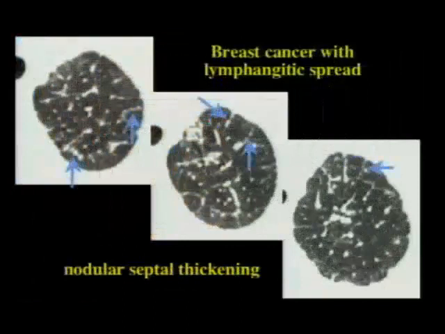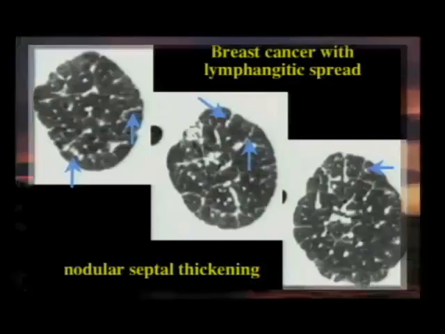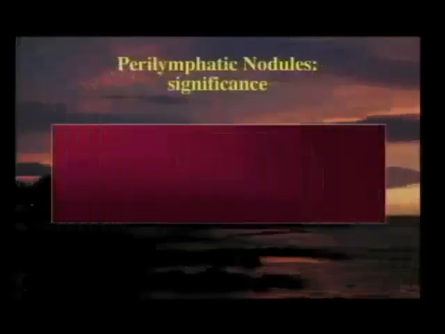Here a patient with breast carcinoma and lymphangitic spread with nodular septal thickening. The arrows are pointing to interlobular septa that show clear-cut nodular thickening, again part of a perilymphatic pattern and typical of lymphangitic spread, the second most likely cause of this appearance.